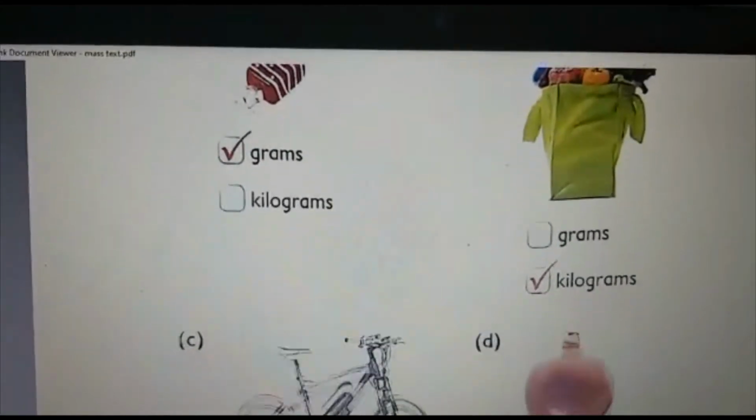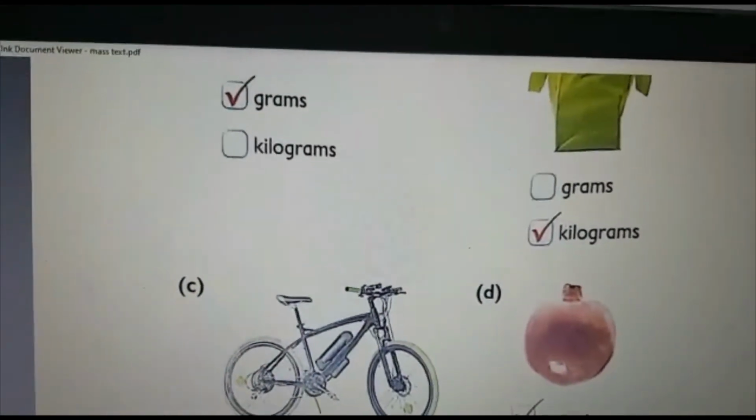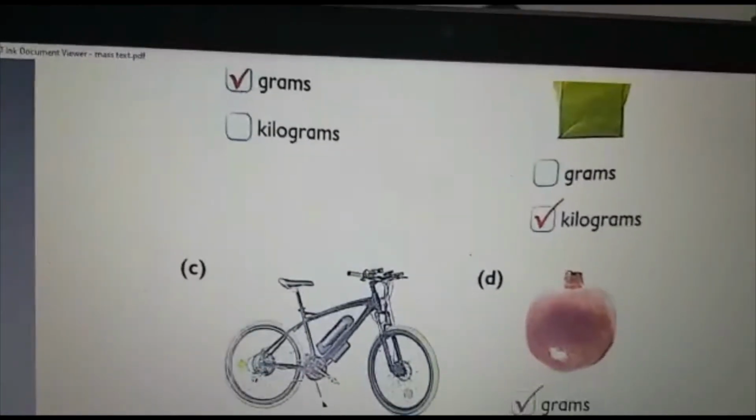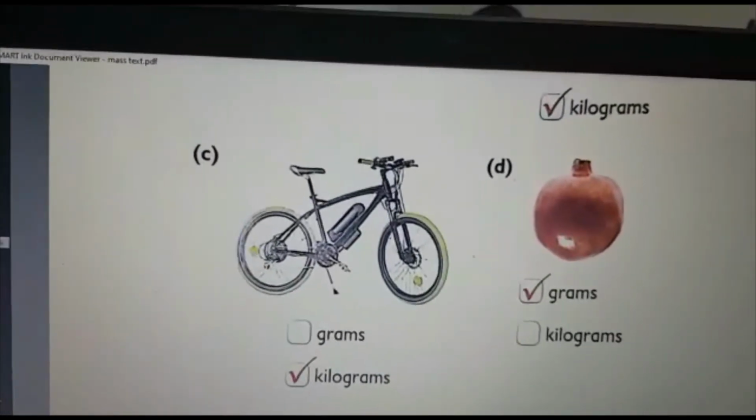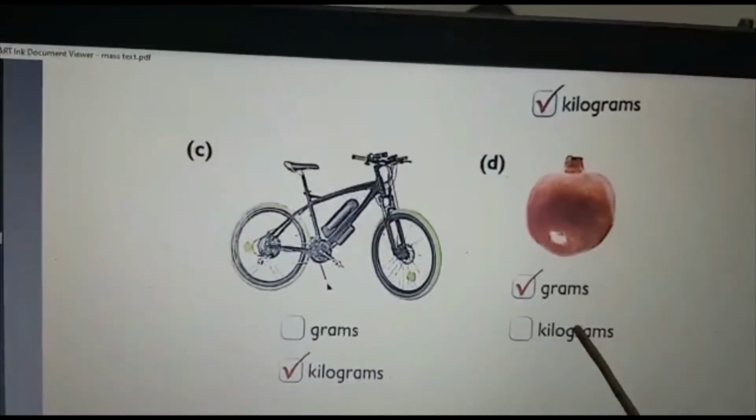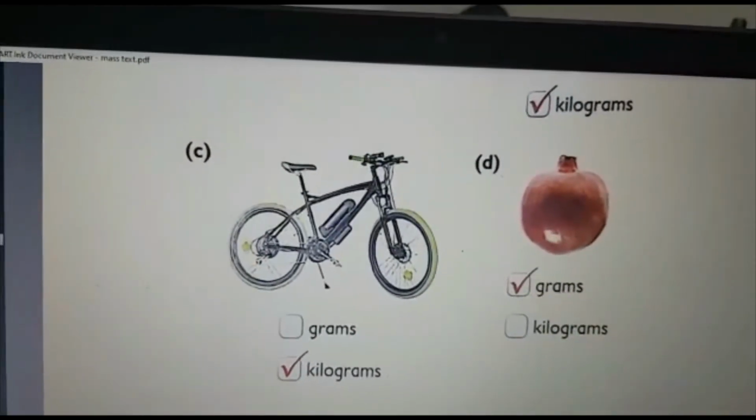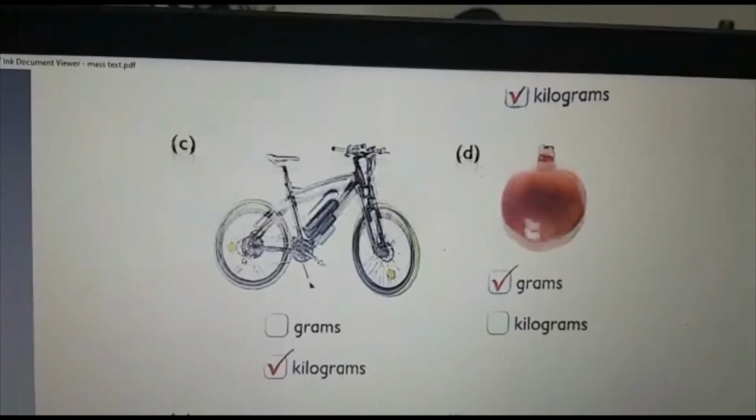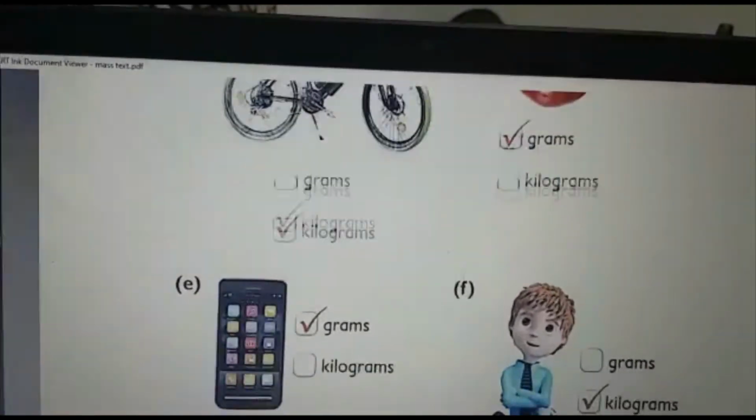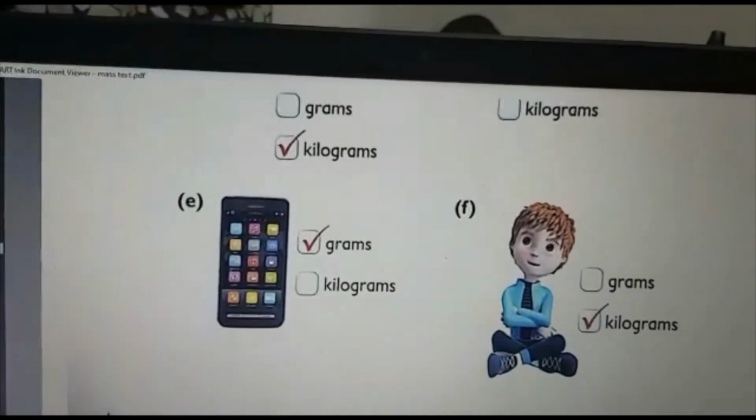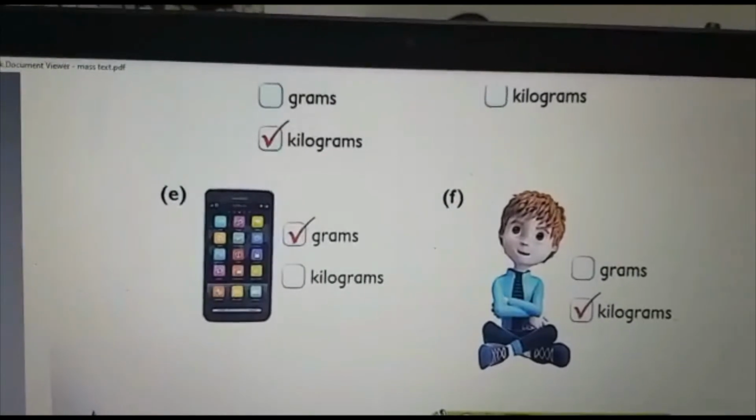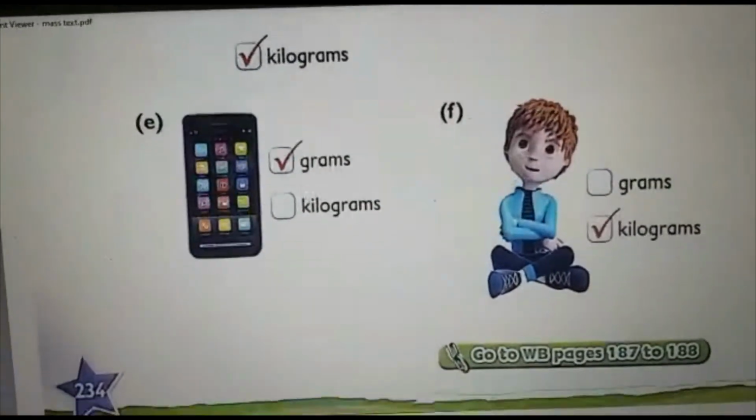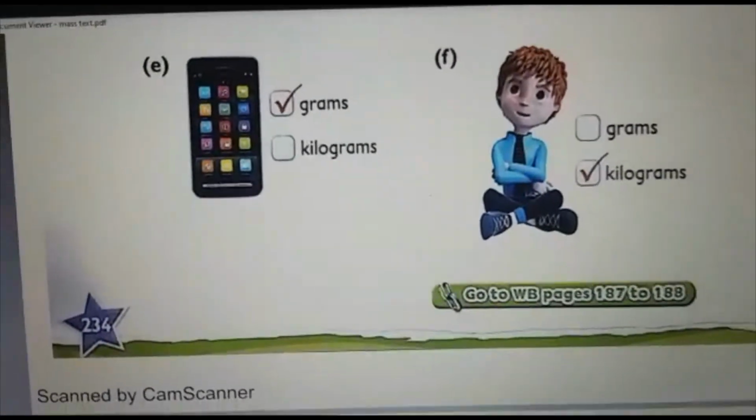So what about this? What do you think for this cycle? What will be the weight of this cycle in gram or kilogram? It will be kilogram, is it? And see, for a pomegranate, the mass is in gram, because it is only one. If you are taking maybe 10 pomegranates, we will measure in kilogram, is it? Same thing, a mobile is in gram. A boy is sitting there. His weight in gram or kilogram? In kilogram, is it?